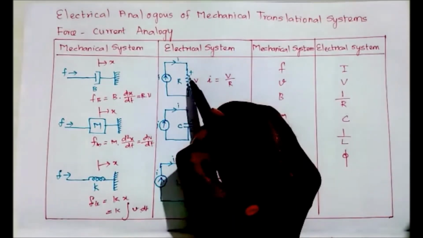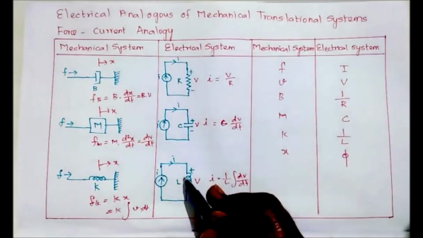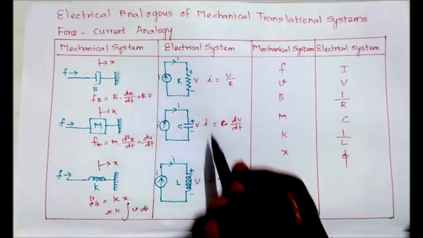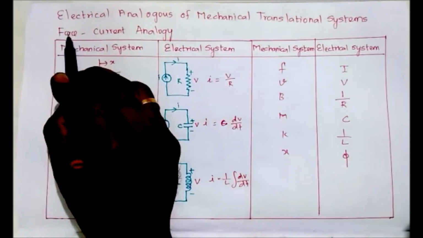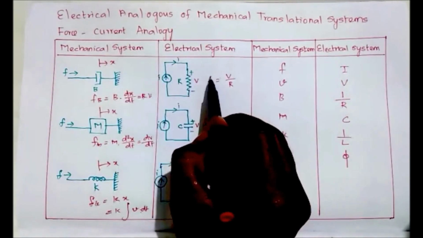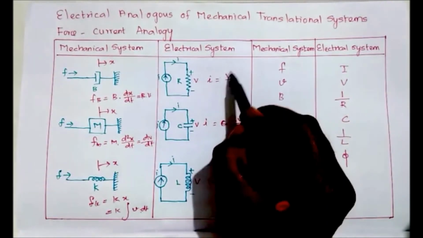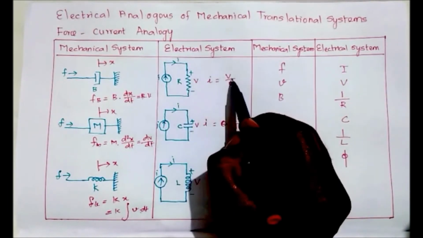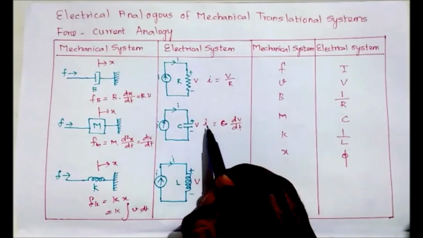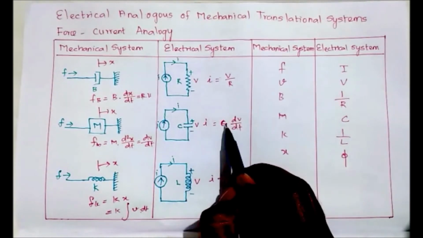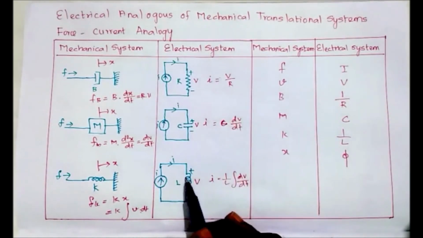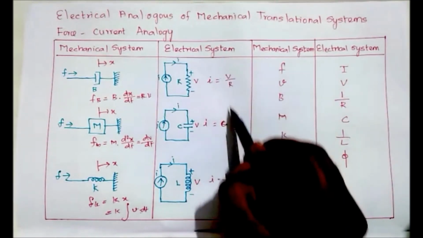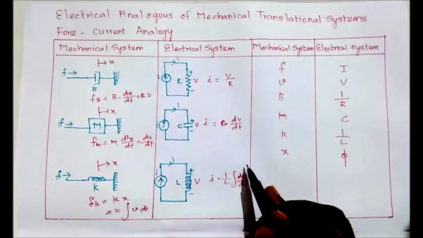Next, we take the basic three electrical elements. For the force current analogy, we have to write current equations. If it is the force voltage analogy, we have to write voltage equations. According to the basic equations, the current through the resistance equals V by R according to Ohm's law. Similarly, the current through the capacitor equals C into dV by dt. The current through the inductor equals 1 by L integral of V dt. These are all in terms of voltage.